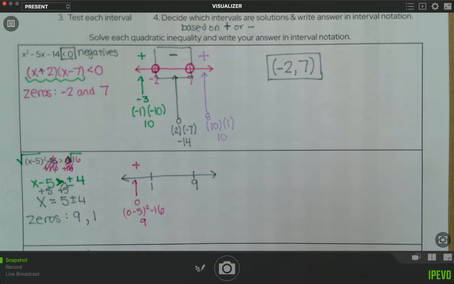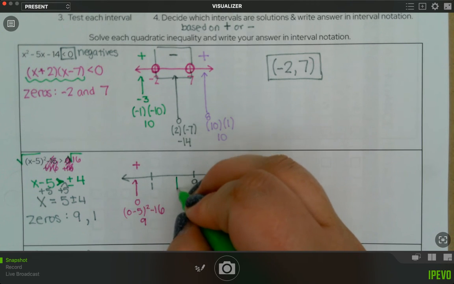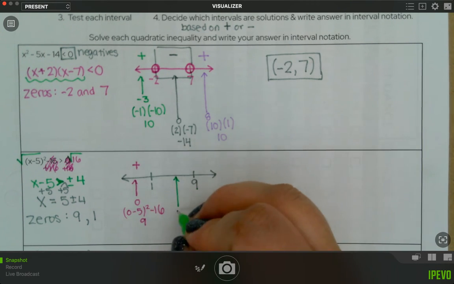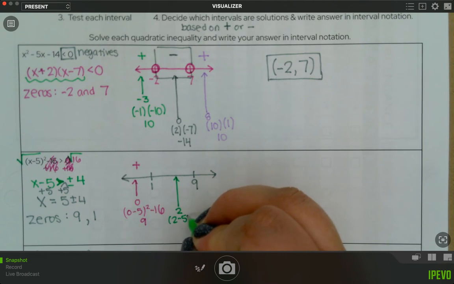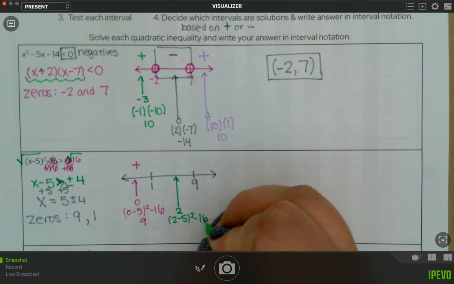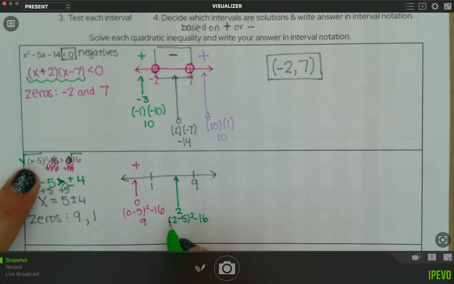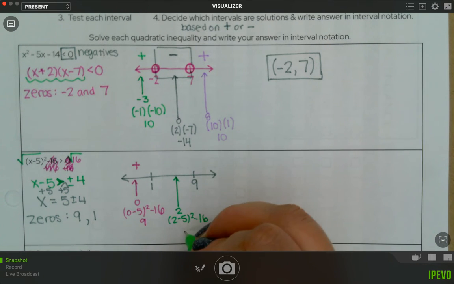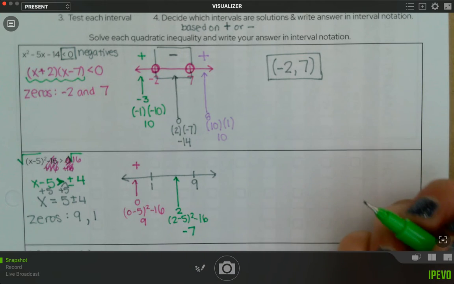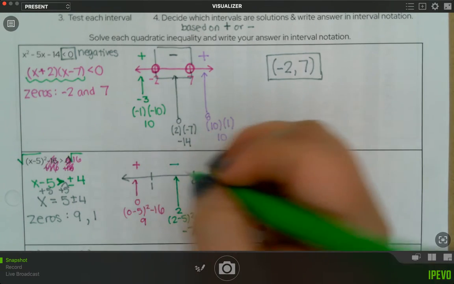Then I need to pick a number between 1 and 9. Again, I'm going to make my life easy and just pick 2. And this time, instead of 0 minus 5, it'll be 2 minus 5. So whatever number I'm plugging in for x goes right here. 2 minus 5 is -3. -3 squared is 9. 9 minus 16 is -7. So this time it's a negative.